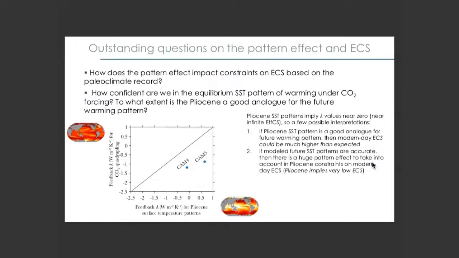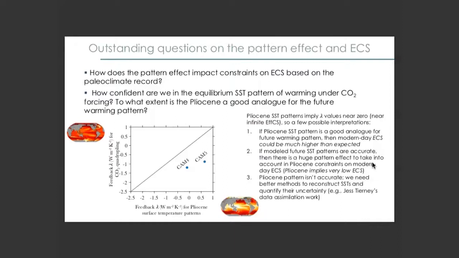Another possible interpretation is just that the Pliocene pattern is not right, that we need better reconstructions of the Pliocene, and maybe those will tell us about the future. I have no idea which of these three interpretations is correct right now, but all of them involve the pattern effect, and they need to be taken into account. Without knowing the SST pattern, you can't use that period directly to constrain climate sensitivity because you need to account for these big feedback changes.